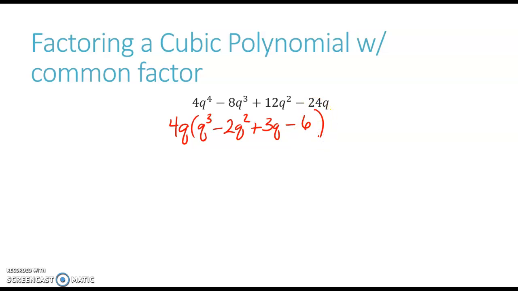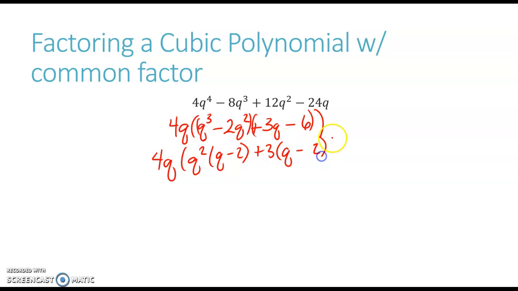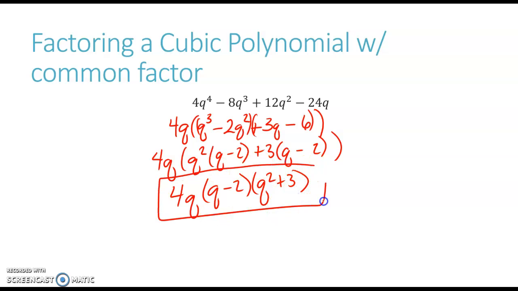And that's what I have so far. I just took out a greatest common factor. Now from here, I'm just going to do the same steps as before. Group. I'm going to keep my 4q out to the front. I can take q squared out of this first group, and I'm left with q minus 2. I can take positive 3 out of the second group, and I get q minus 2. And then keeping our 4q in front, inside would be q minus 2. Outside would be q squared plus 3. And that is our final answer.